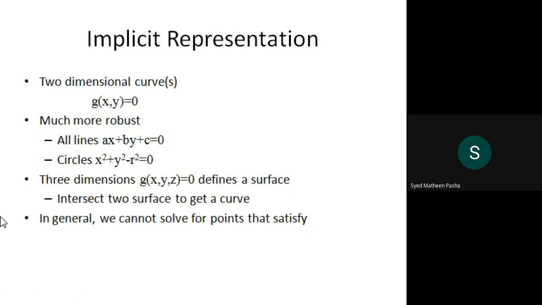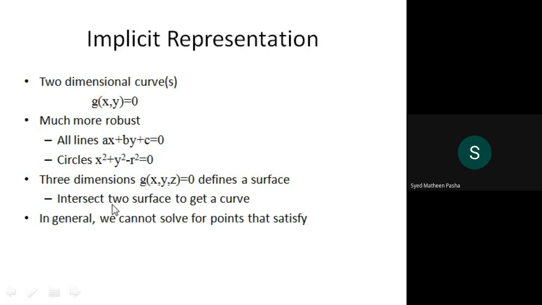Then we have 3 dimensions. This was about 2 dimensions. Implicit representation with respect to 3 dimensions is similar to 2 dimensions with x and y, you are just including the z axis, and the function is equated to 0, which basically defines a surface. That is, you are just defining a surface with the help of this function.